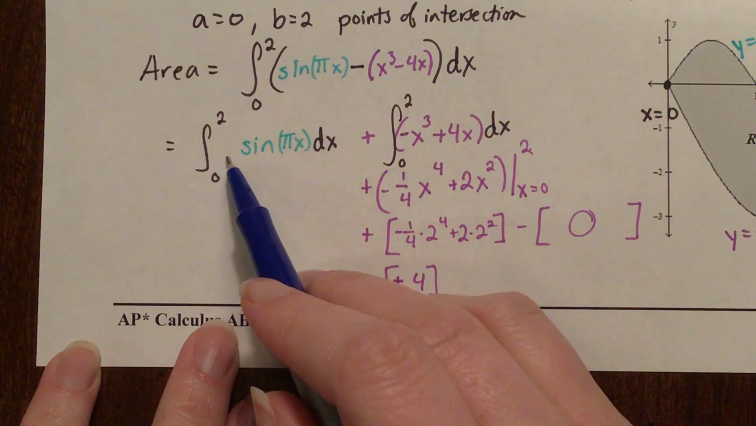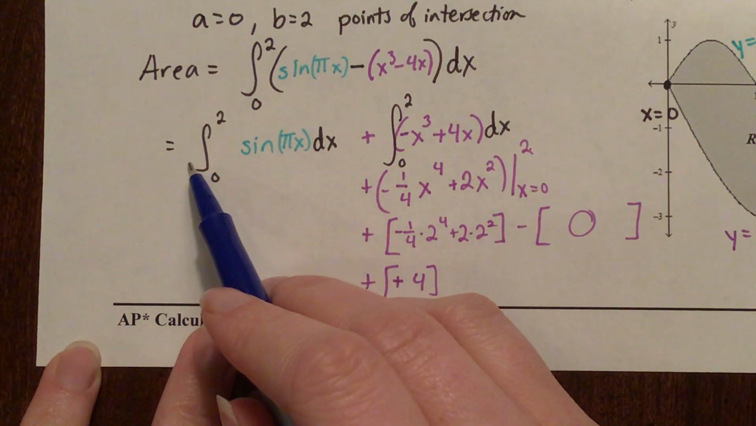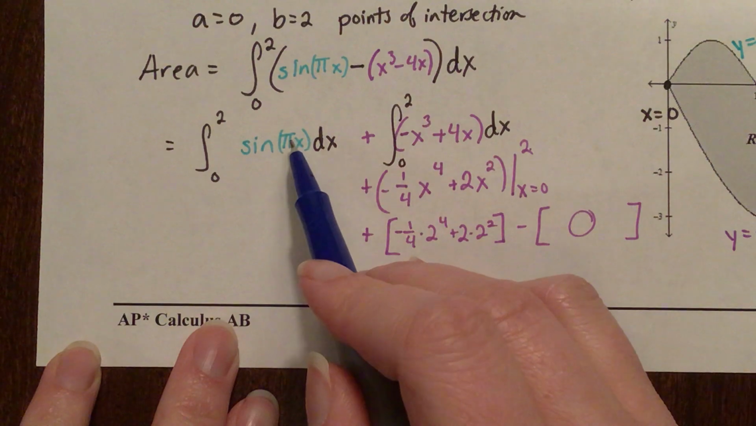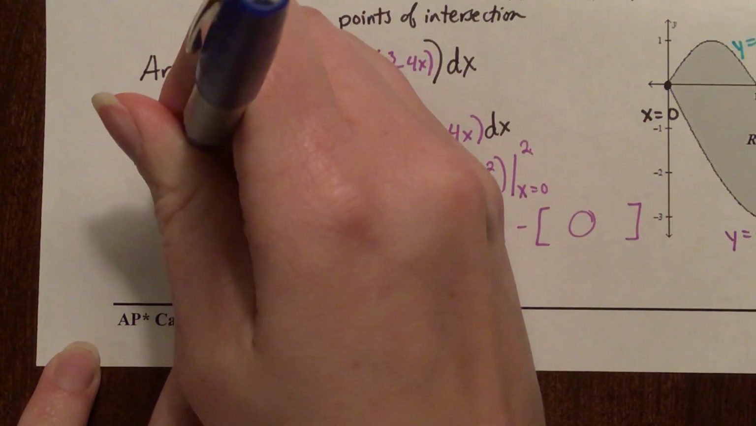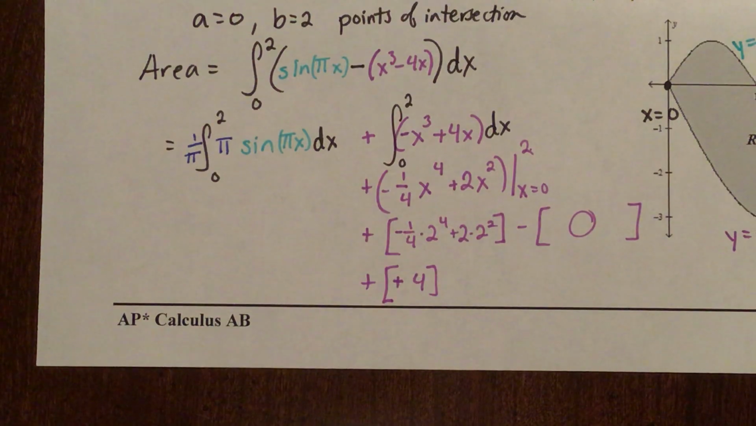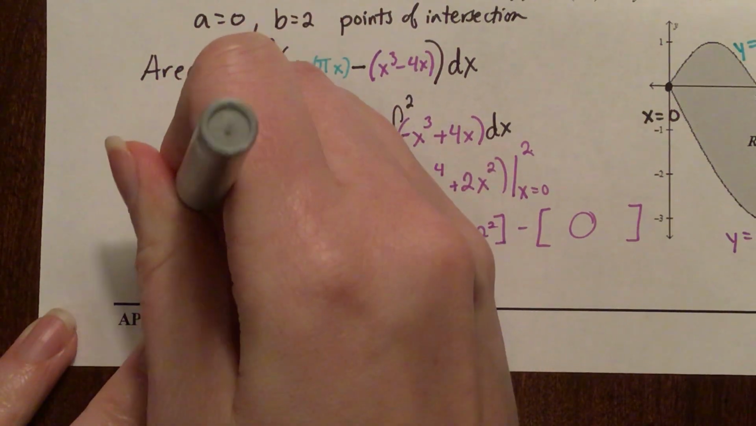Remember, pi is a number, so if this was 3x, we would need a 3 here. To do that, we would multiply by 3 and multiply by 1/3. We need a pi, so we're going to multiply by pi, and we're going to multiply times 1/pi. And that's going to fix our problem. Okay, the 1/pi is going to trickle down.